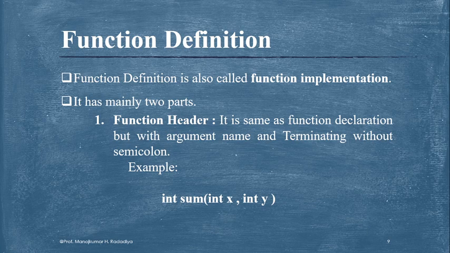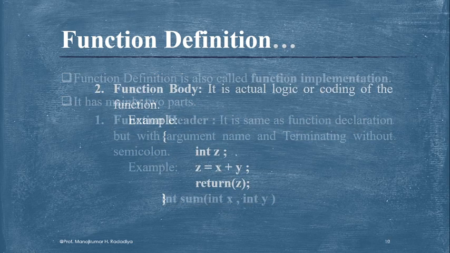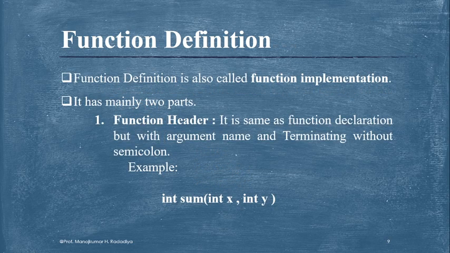It has mainly two parts, the function header and the function body. We are continuing with the first one, the function header. It is the same as a function declaration, but here we pass the argument names and terminate without a semicolon. That is the important part. Here we do not terminate the function definition with a semicolon. For example, first we declare int sum, int comma int, and after that a semicolon.